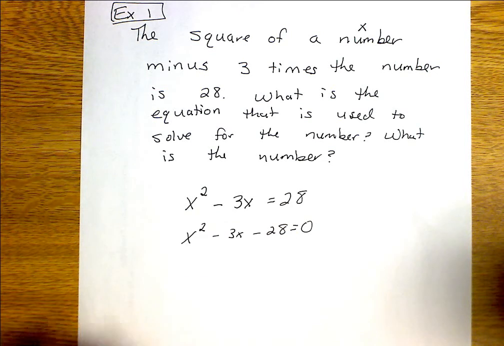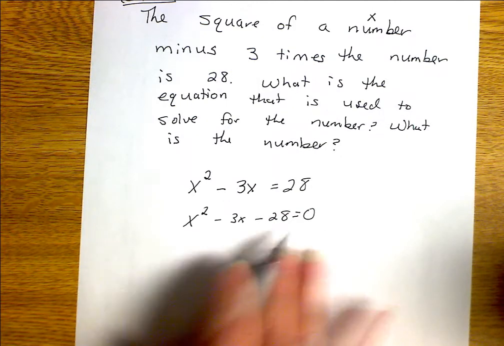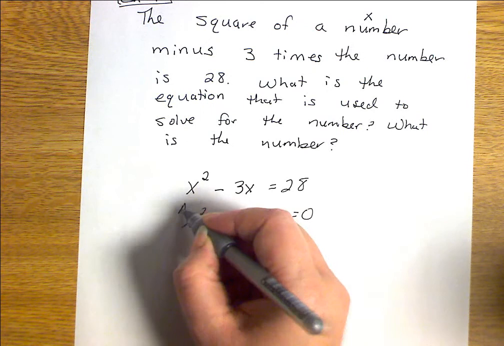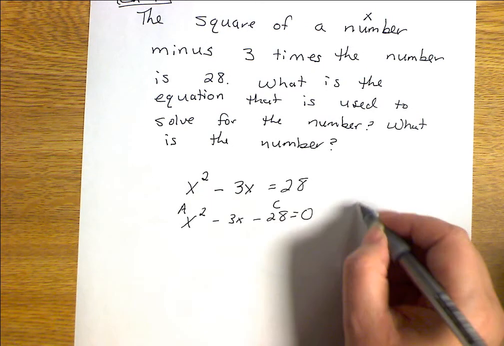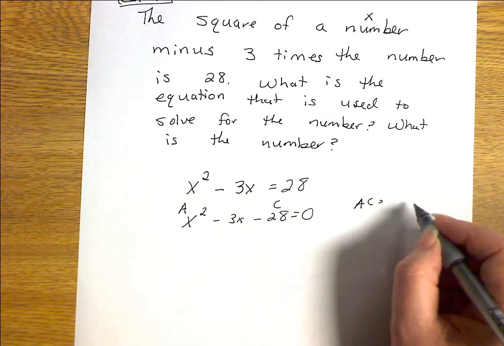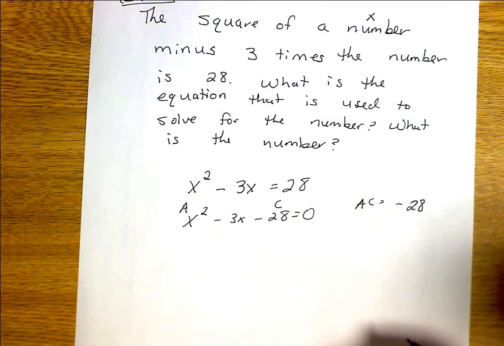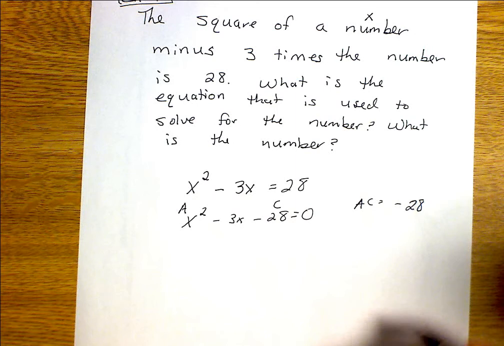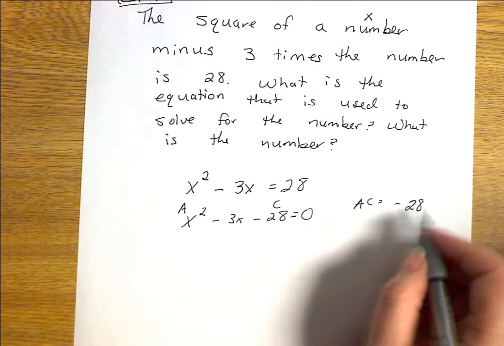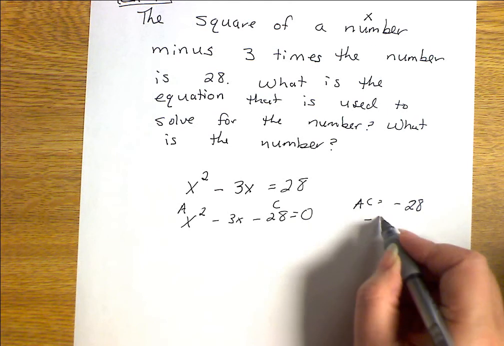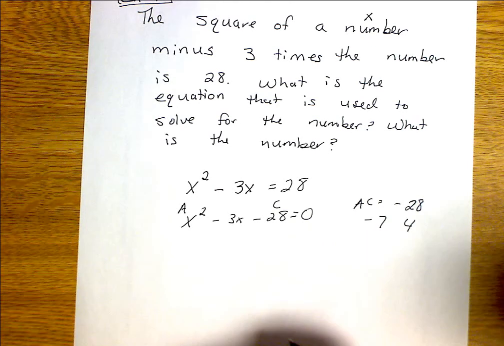So the next step is to see what's in common. There's nothing in common, so what's the next step? AC is very good. So AC equals what? Negative 28. So negative 28, and my two numbers, so we have negative 7 and 4.